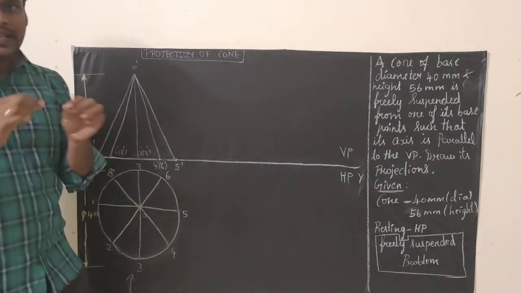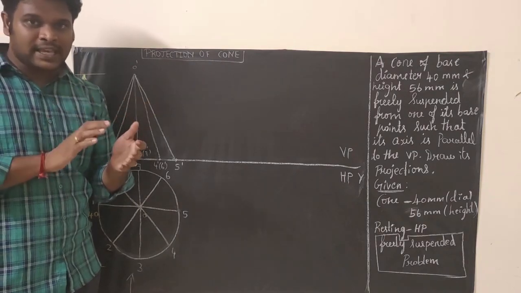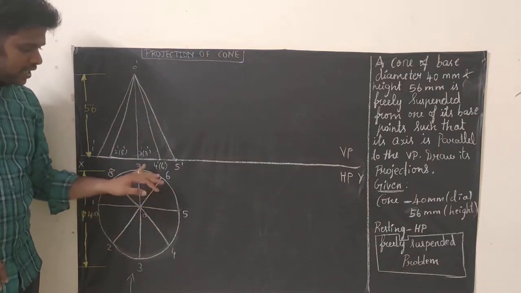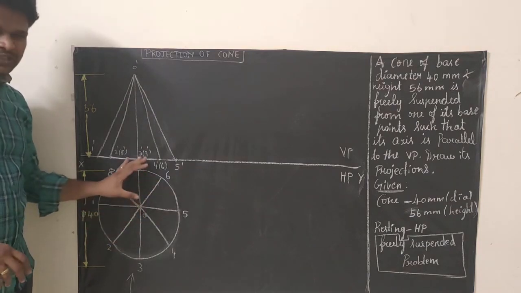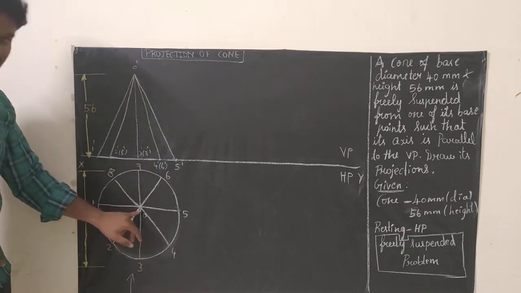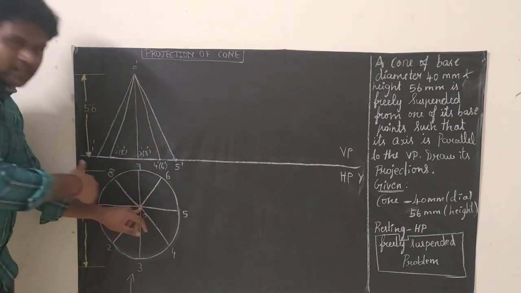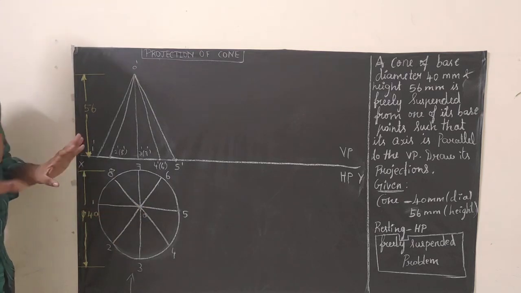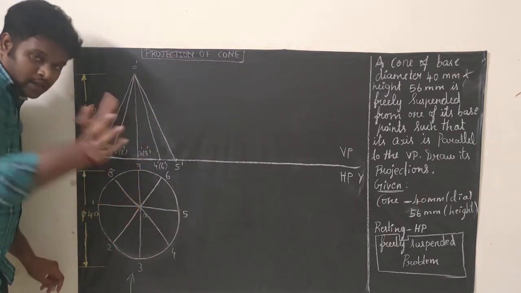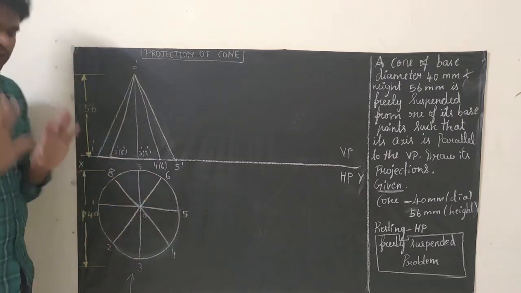Take your compass and measure 20 mm using the scale. After that, keep a center point anywhere, some distance below the reference line. This is my base point. Keeping this as center, draw the circle. The radius of the circle is 20 mm. So this is my base. Keep the center of the compass here and draw a circle with a radius of 20 mm.